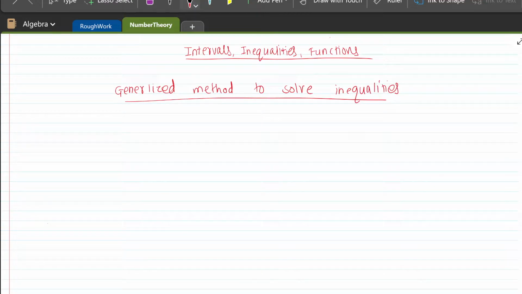Solving inequalities will not come as a direct problem in itself, but it will form a sub problem of a larger problem. So you should be aware of solving inequalities if you want to solve some big problems, right?